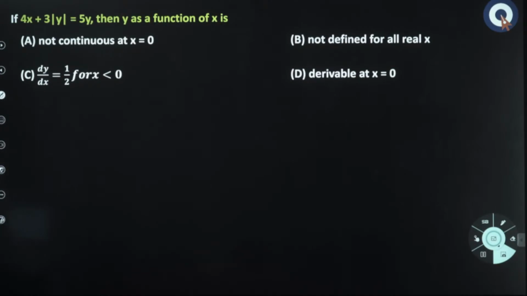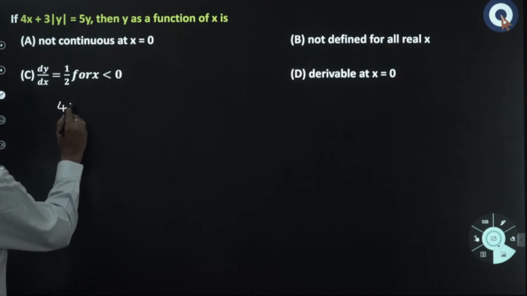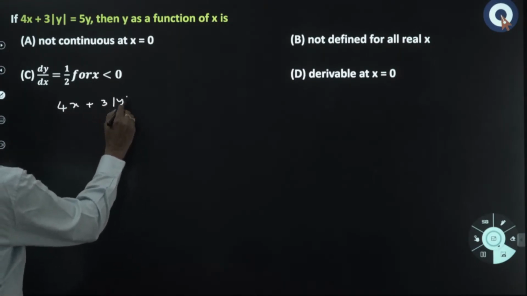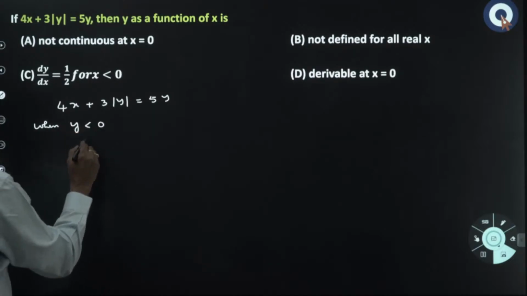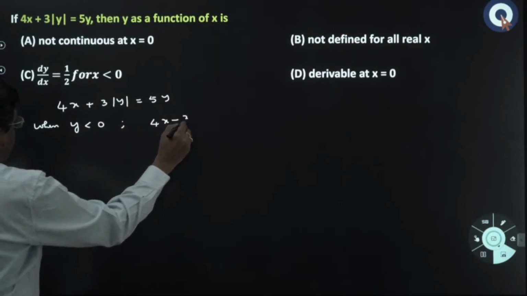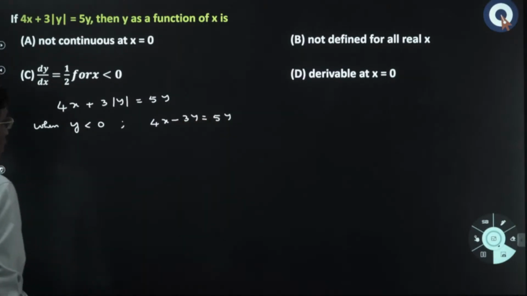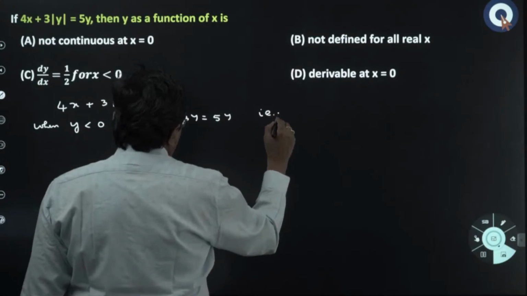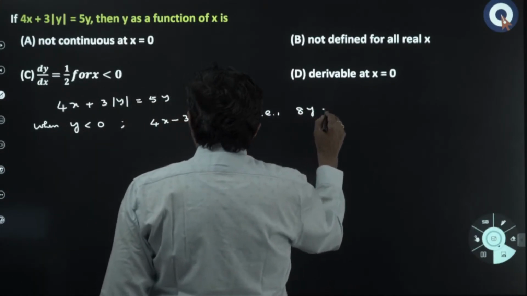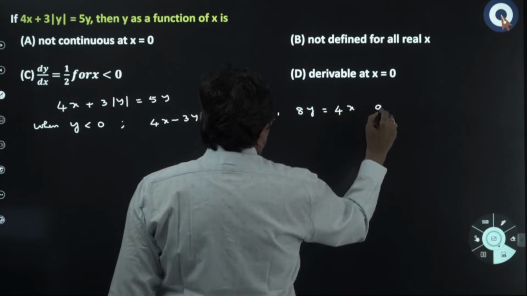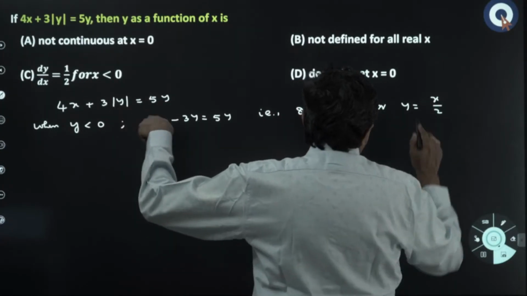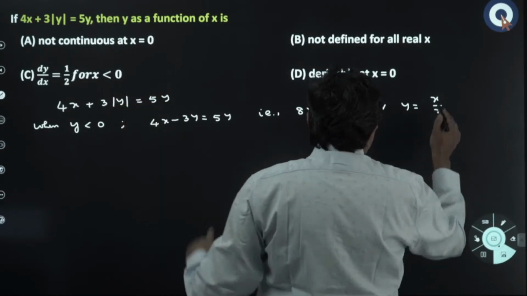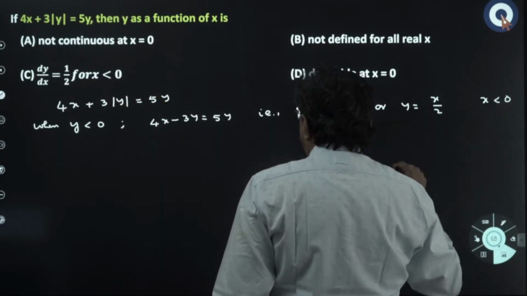So let us write this. 4x + 3|y| = 5y. When y is less than 0, this becomes 4x − 3y = 5y, so that is 8y = 4x, or y = 4x/8, which is x/2. Since y = x/2, when y is negative, obviously x should be negative. So this is when x is negative. So this point is important.